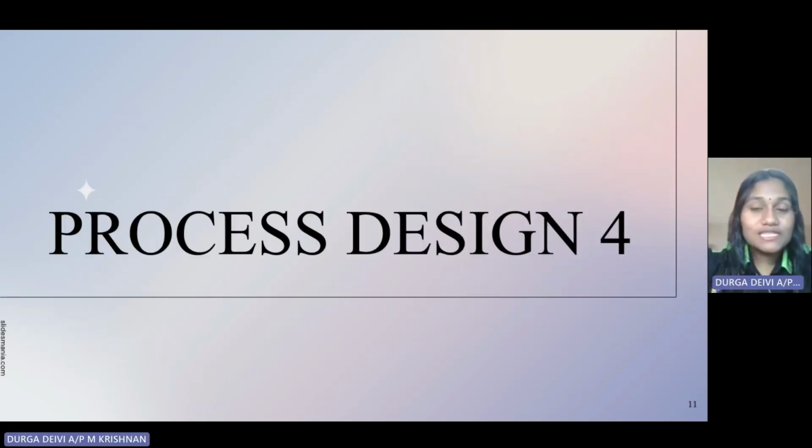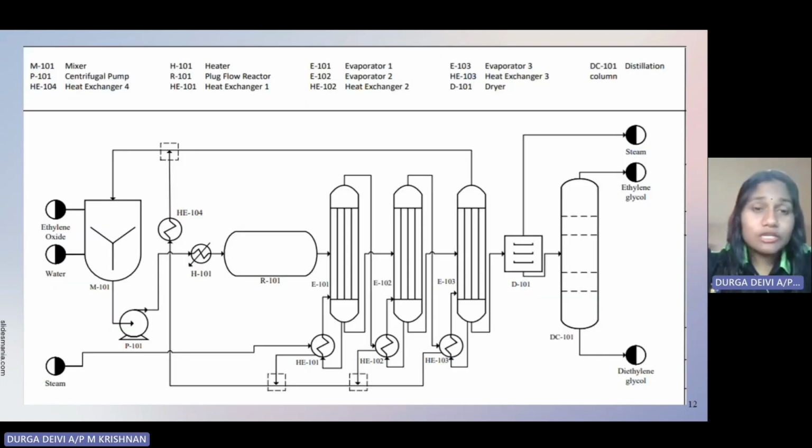Moving on to process design level 4. This is the PFD of our plant. The production of ethylene glycol begins with the reaction of ethylene oxide and water in a glycol reactor. This reactor, operating at a temperature of 105 degrees Celsius and a pressure of 1.5 MPa, employs a catalytic plug flow design with a liquid phase and an ionate phase containing the catalyst.